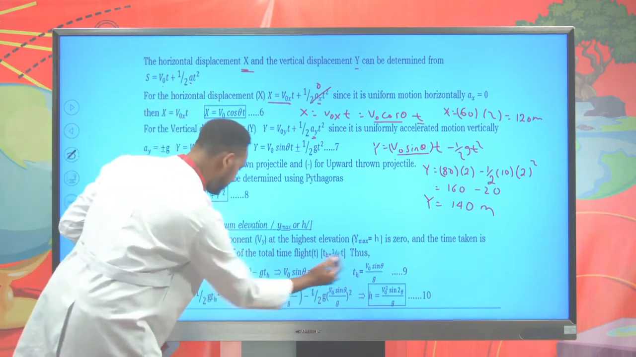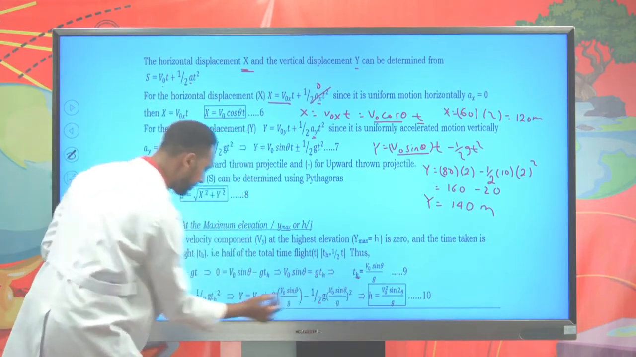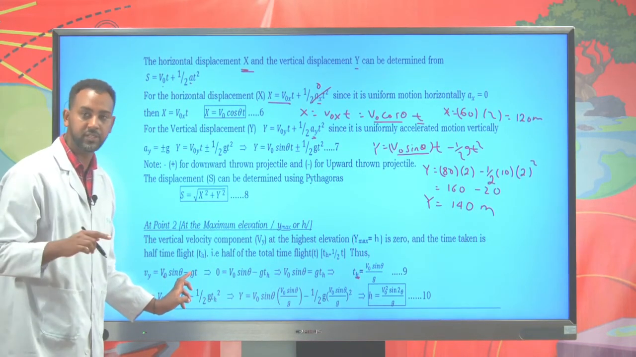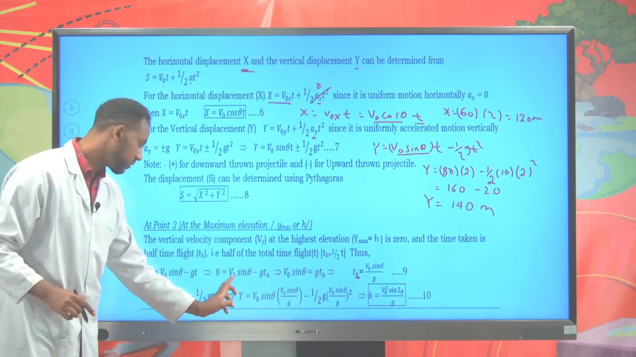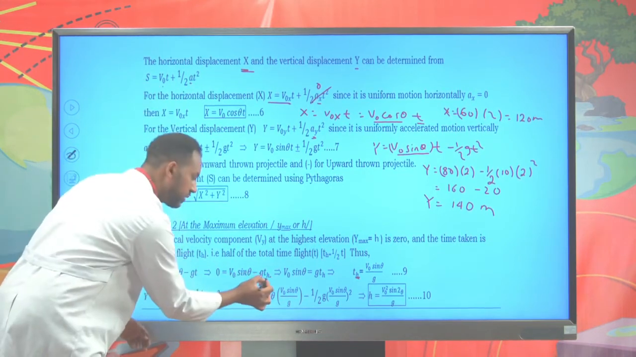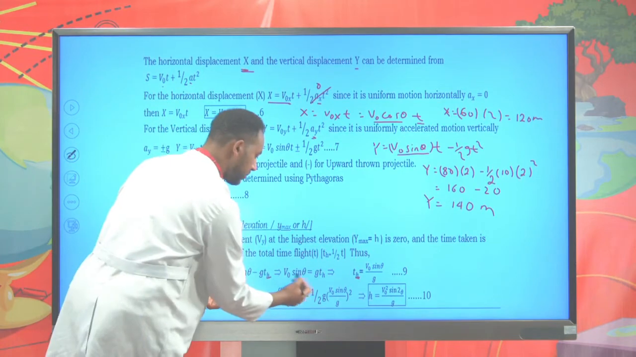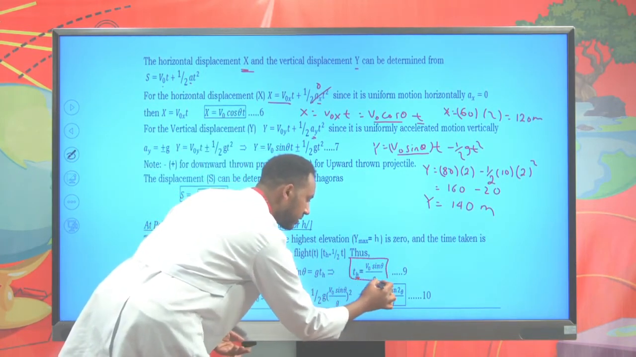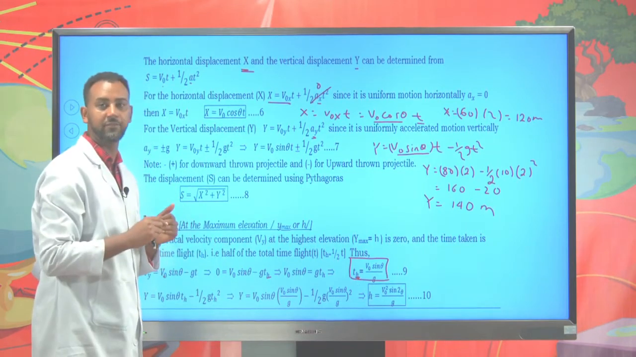Here, it's possible to find the half-time of flight. Because we have v naught sine theta minus gt, but the vertical velocity component is 0. So v naught sine theta minus g times the time interval, which we can call the half-time of flight. So we can have this equation. This is the equation used to determine the half-time of flight.